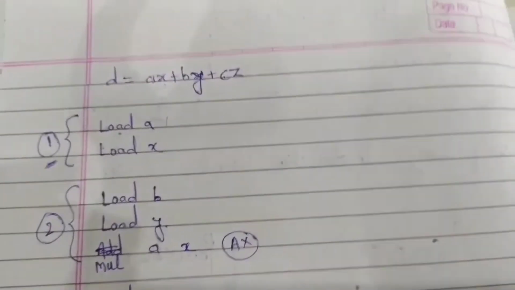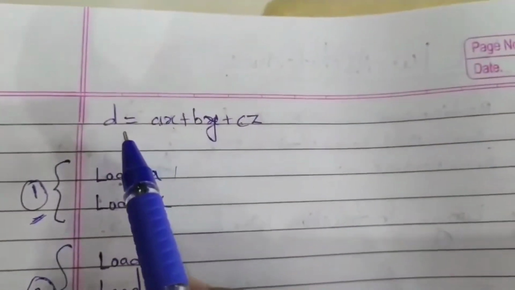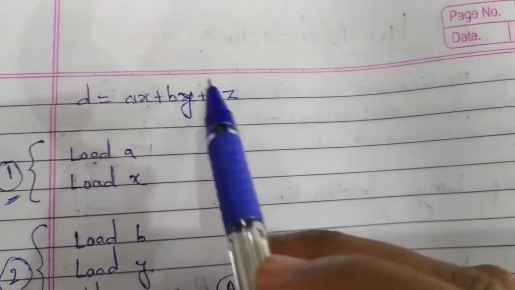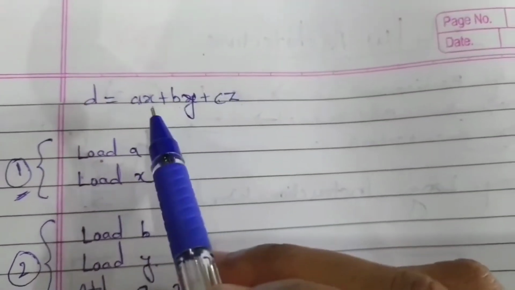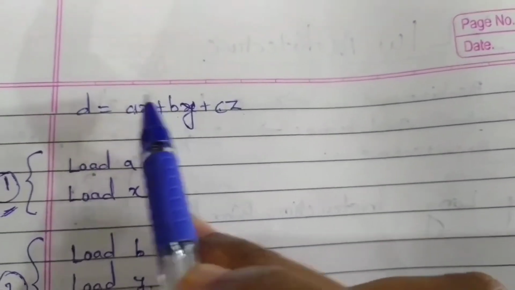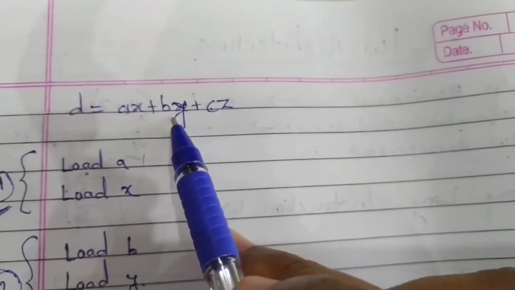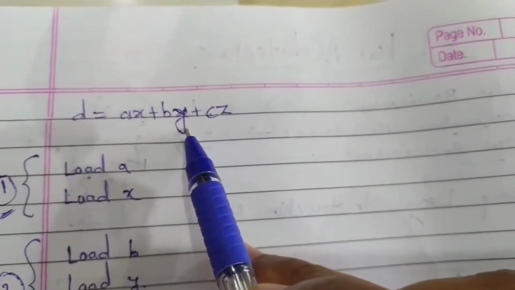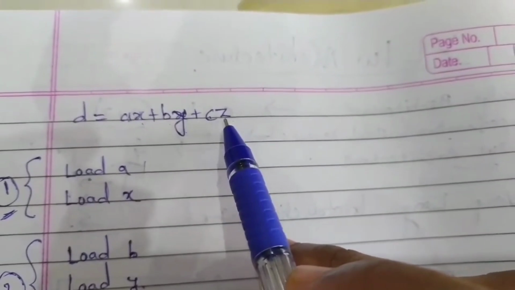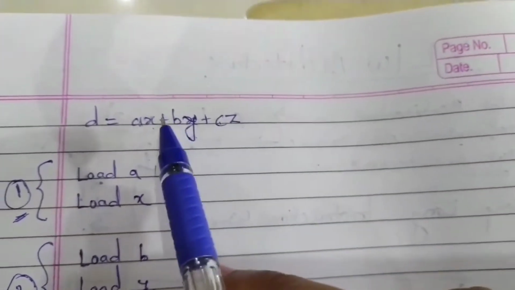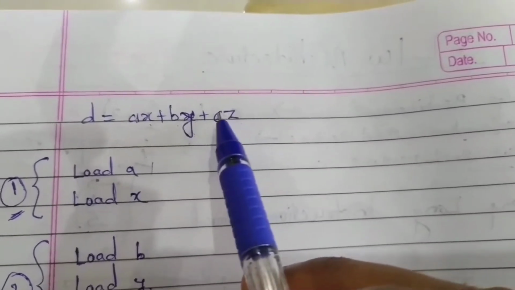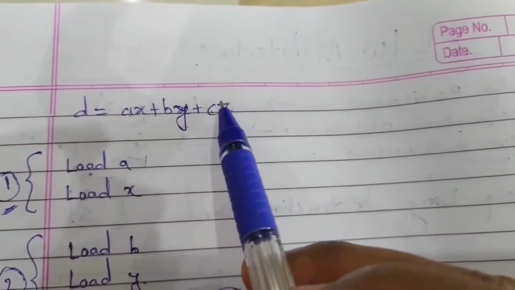Now let's take an example of this. D is equal to ax plus by plus cz. So I have to calculate this value. Now what operations are here? We have to load a, we have to load x, we have to multiply. We have to load b, we have to load value of y, and we have to multiply. In the same way, we have to load c, we have to load z, multiply. Once multiplication is done, we have to add them. After that, once multiplication is done, we will add this value to this.